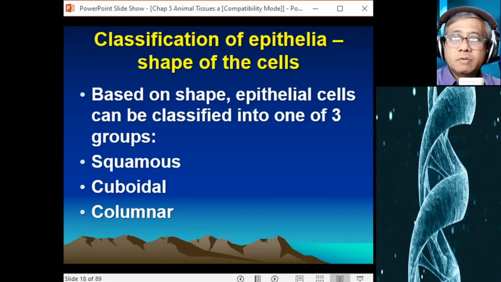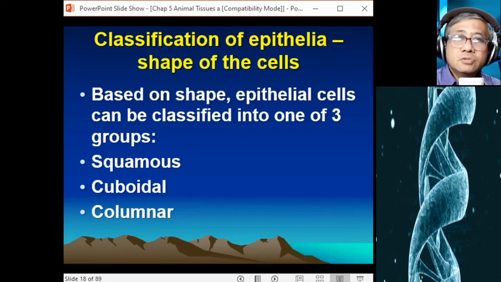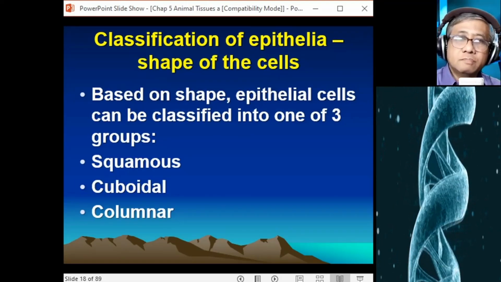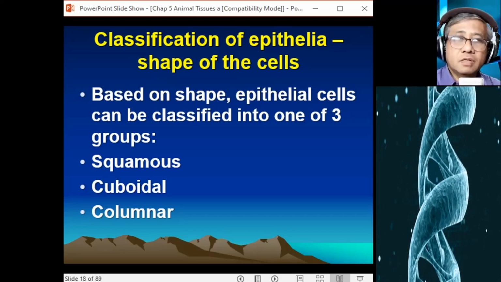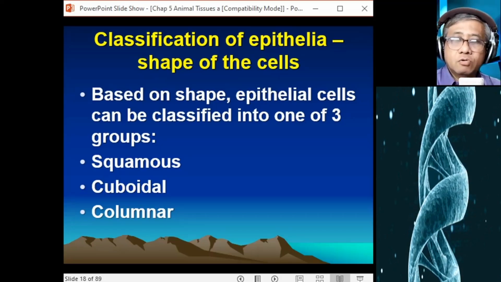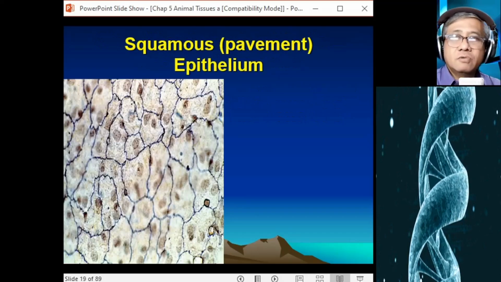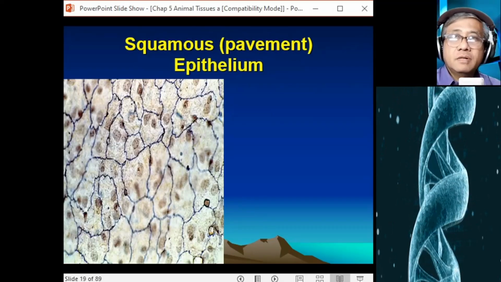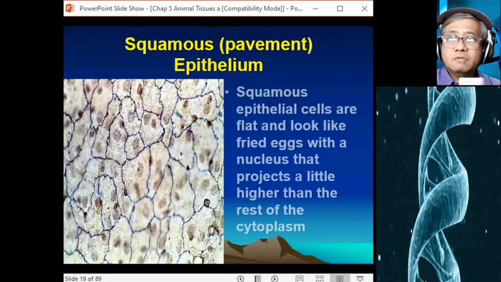So based on the shape of the cells, epithelial tissue can be classified into three groups. So we have squamous, cuboidal, and columnar epithelium. Okay, let us now describe squamous or pavement epithelium.